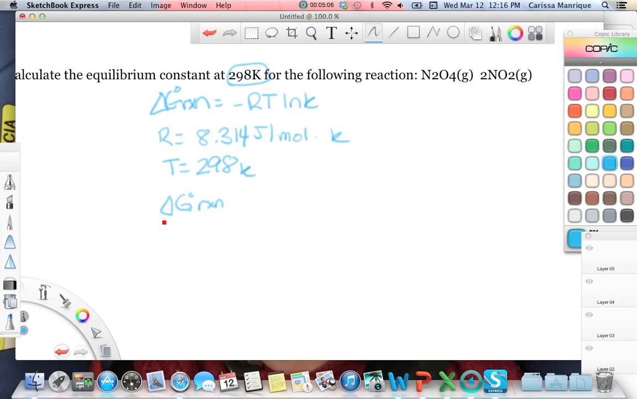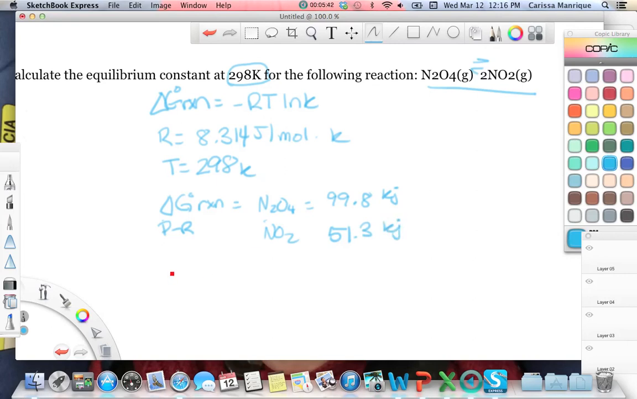They want you to look up the tabulated values, I mean, look at the chart and figure it out. So that means do the products minus the reactants. Looking at the reaction right here, I have N2O4 and NO2. The number for N2O4 is 99.8, and these are in kilojoules. And NO2 is 51.3, also in kilojoules.